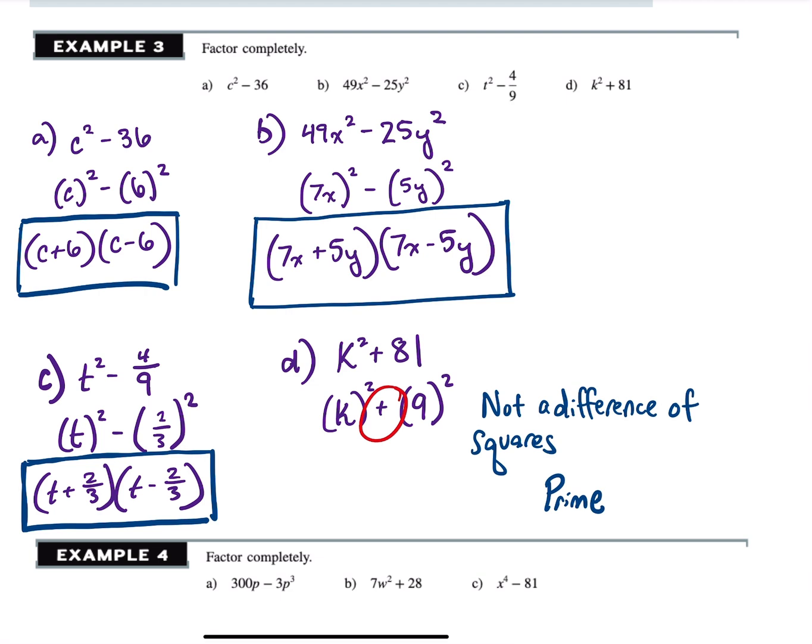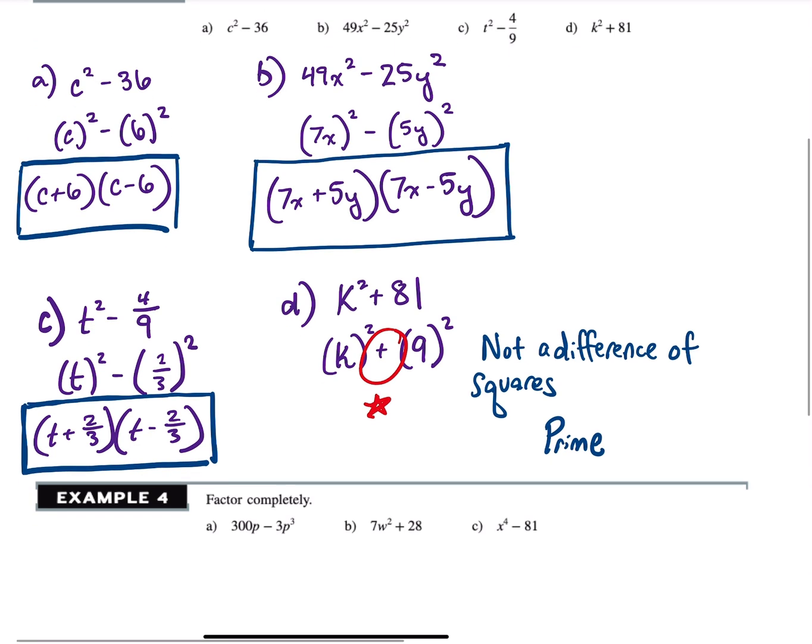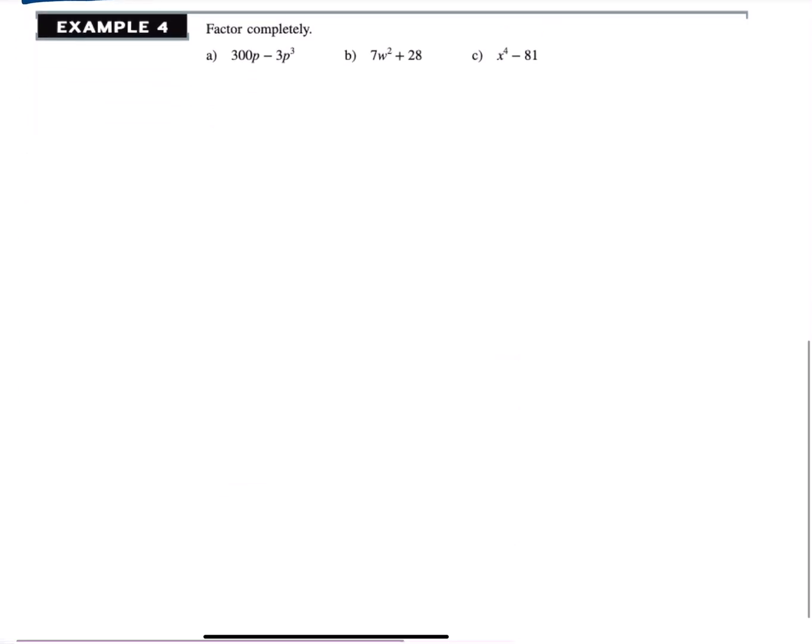So the big caution here is that it only works with a minus, if we have a difference of two squares. We don't have a similar pattern for the sum of two squares. So let's look at a few slightly more advanced examples.